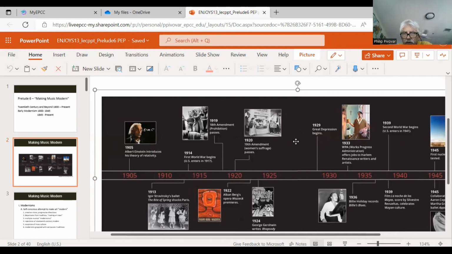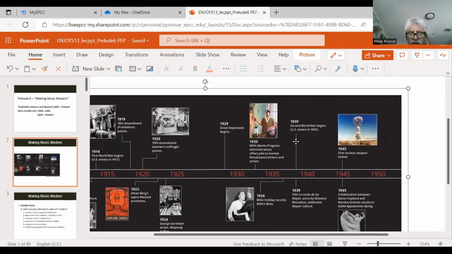And this is when the government, because there was no unemployment compensation, there was no Social Security, people were left on their own without jobs, and 20% of the population was without work. So the government tried a number of different things to help out the economy. And one of them is this Works Progress Administration, WPA, offers jobs to Harlem Renaissance writers and to artists. So they designated money to be paid to artists for their work.